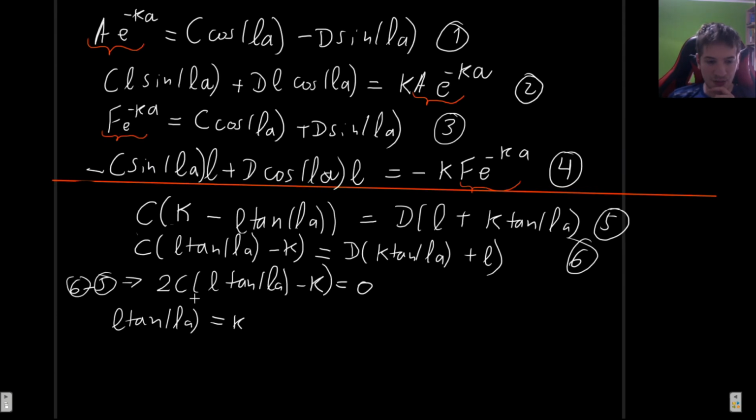So now we saw this first case. Let us now go to the case where we add these two equations, so 5 plus 6. In that case, the left side is going to cancel out, so we're going to get 2 times d times (L plus K tangent of LA). Yes, I'm missing one parenthesis. This is going to be equal to 0. So this means that L plus K tangent of LA has to be equal to 0.